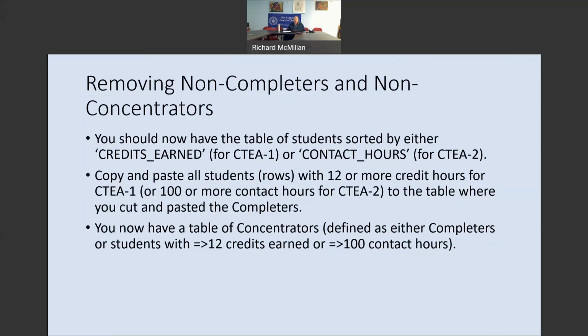You now should have a table of concentrators defined as either completers or students with equal to or greater than 12 credits earned or equal to or greater than 100 contact hours for CTEA 2.